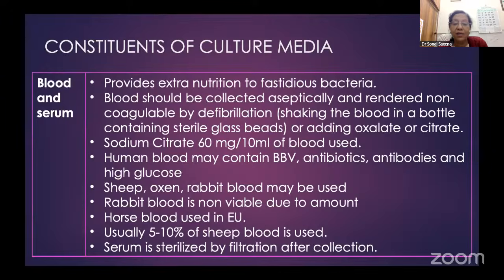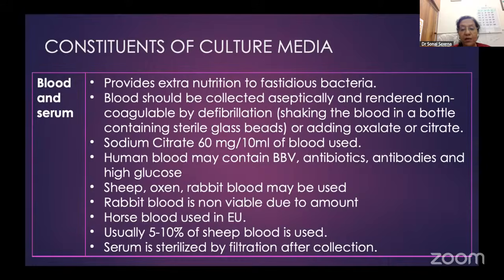Bacteria may be utilizing the citrate, and then the blood may clot later on. You have to use 60 milligrams for 10 ml of blood. Now remember, if you're using human blood, it may contain blood-borne viruses, antibiotics, antibodies, and a very high amount of glucose, especially if the blood has been collected after a meal or is from a diabetic patient, because you usually use discarded blood from the blood banks.